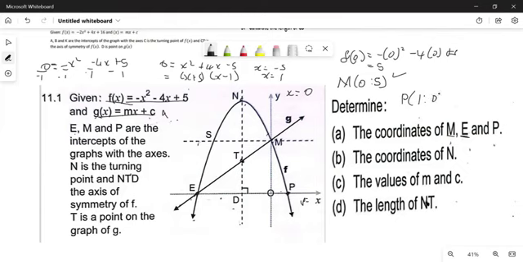It's 1 is to 0. Okay, what are going to be the coordinates of E? Minus 5 is to what? Is to 0. Okay, we're done with that. So we can come and put them here.